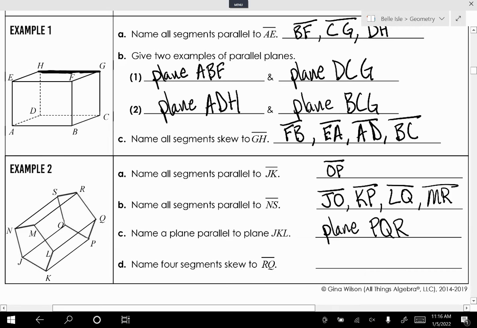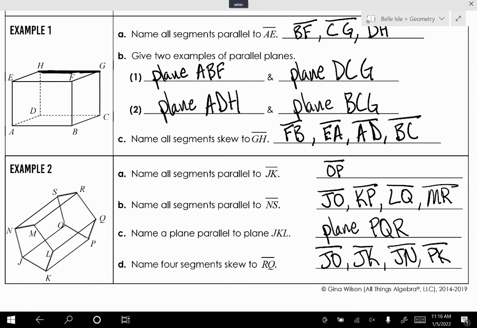Okay, D will be up here pretty soon. A transversal line is a line that intersects. Okay, A, B, C, and D are up there for you to check yourself.